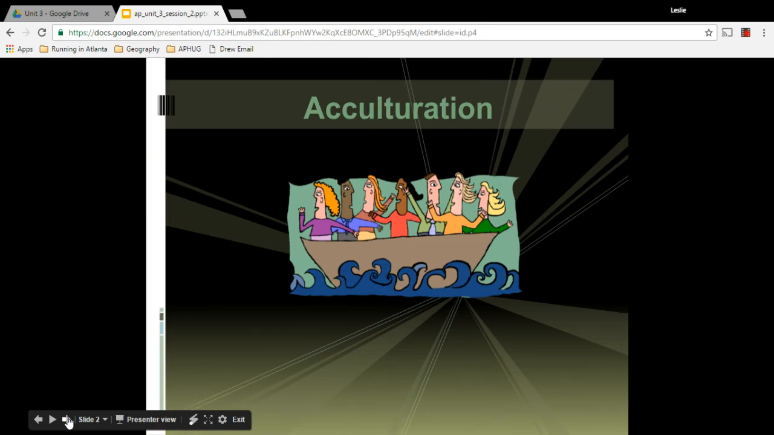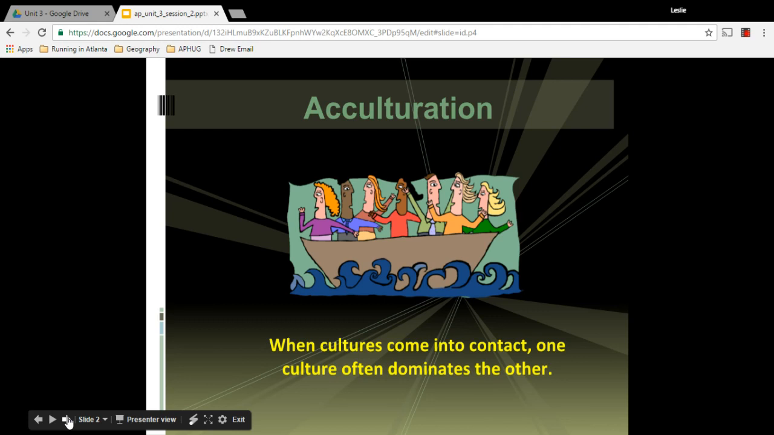Okay, so the first concept I want to talk about is acculturation. Acculturation happens when cultures come into contact and one culture often dominates another culture. So think of an example of the Spanish conquistadors arriving in the New World. We have the indigenous peoples coming into contact with the Europeans, and the Europeans dominating the indigenous peoples, and that gives you an example of acculturation.